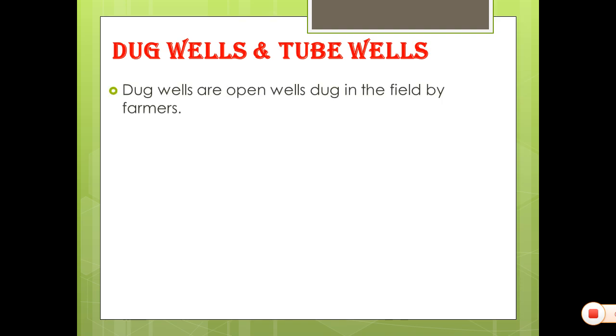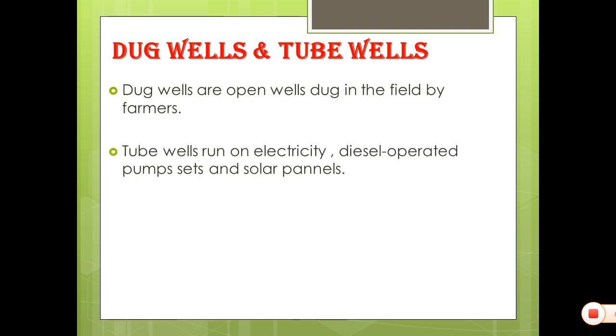Dug wells and tube wells, which we see commonly in our areas. Dug wells are open wells dug in the field by the farmer. Tube wells run on electricity, diesel operated pump sets, and solar panels.